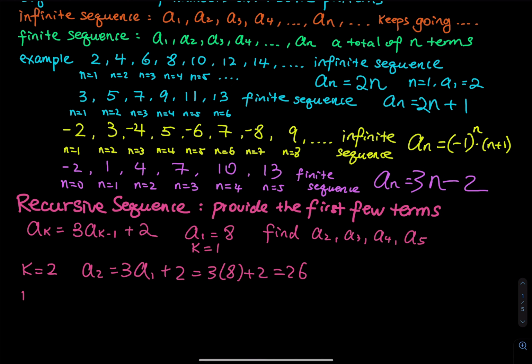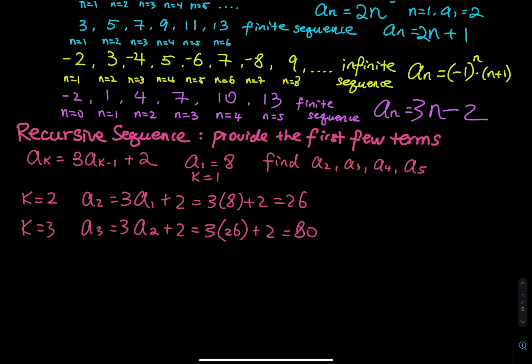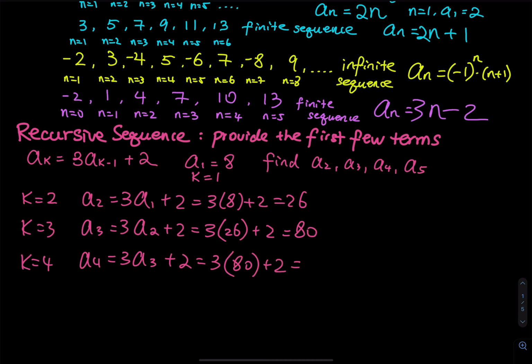And then when k equals 3, we have a of 3 equals 3 times a of 2 plus 2. Then this is 3 times a of 2, we just got that, that is 3 times 5 plus 2. Hmm, this is equal to 17. And then when k equals 4, we have a of 4 equals 3 times a of 4 minus 1 plus 2. This is 3 times a3, and then plus 2, and then that gives the next term.